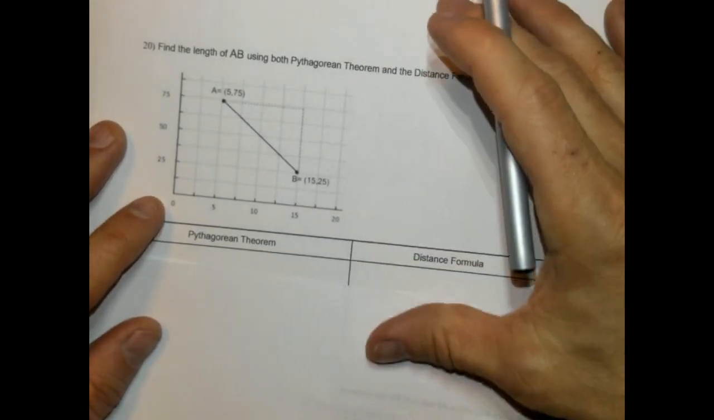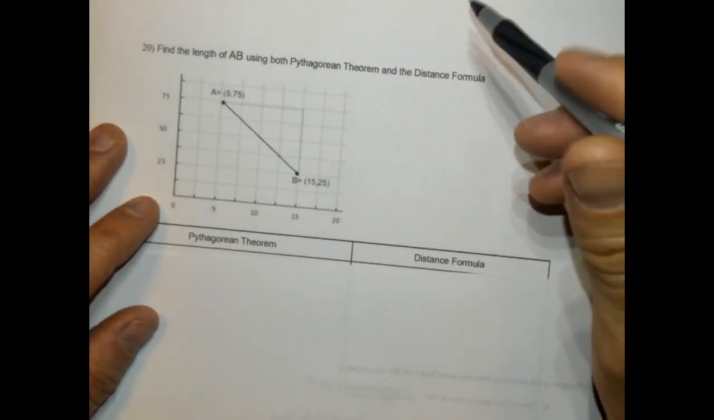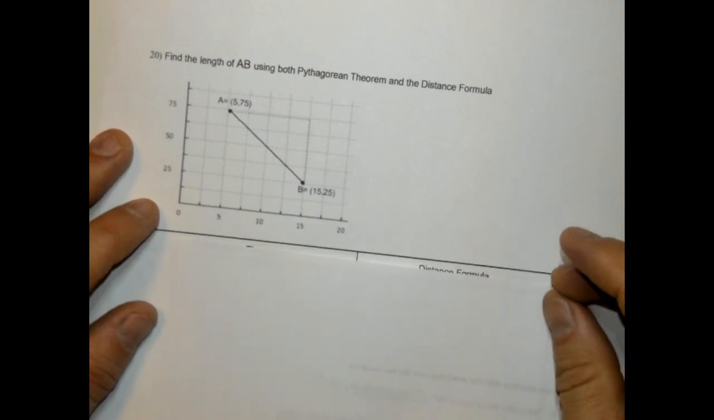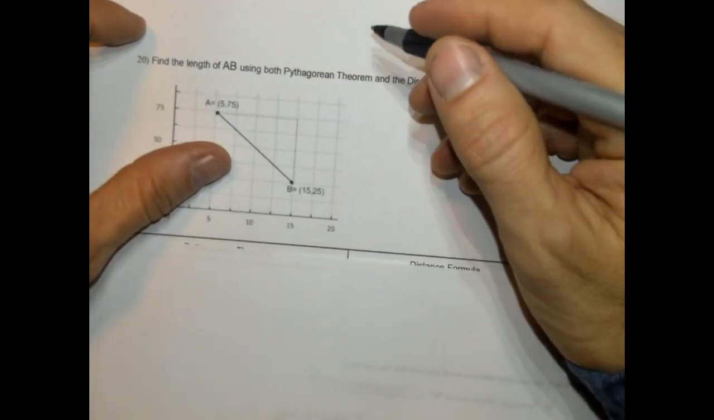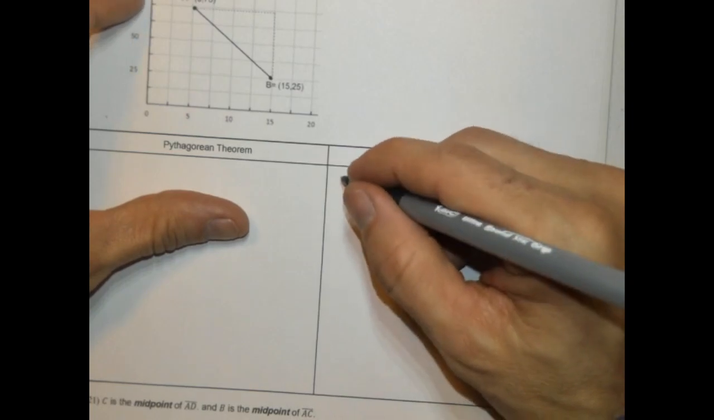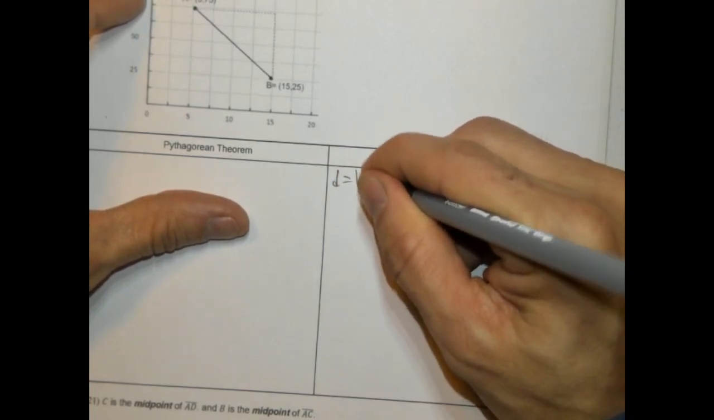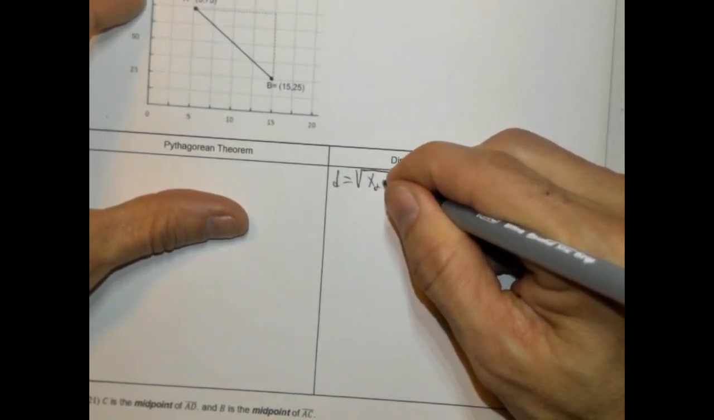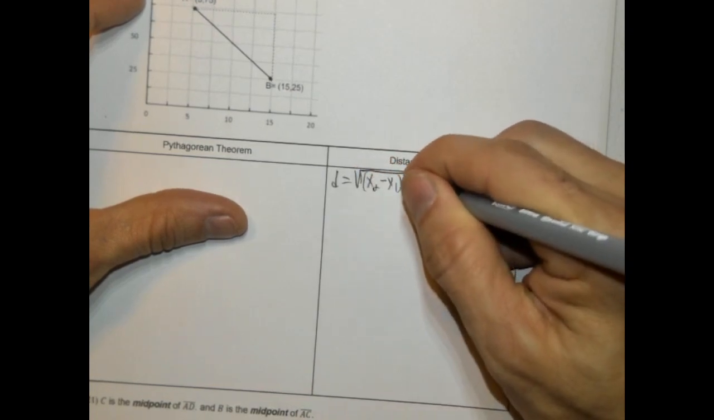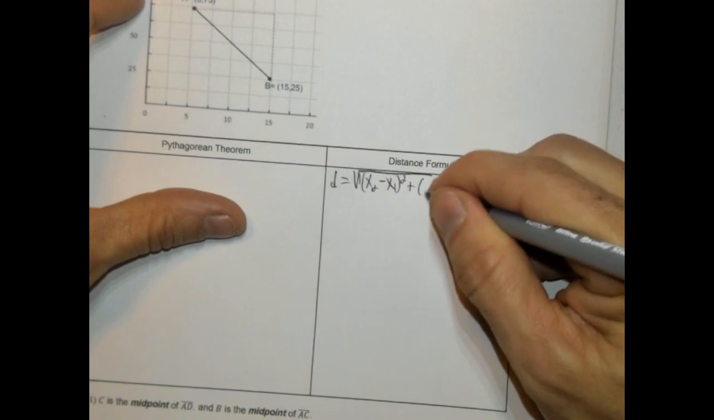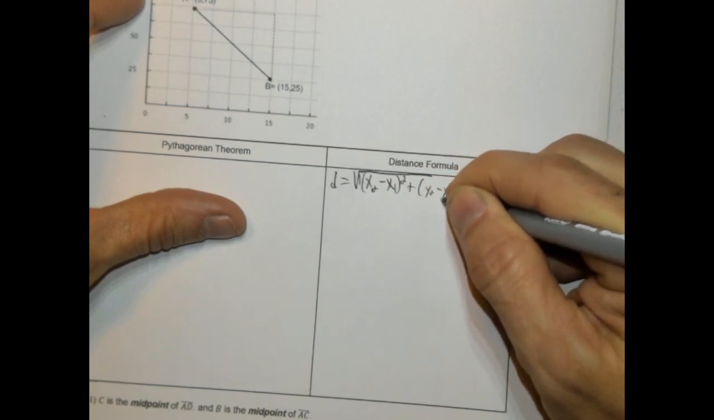Find the length of AB using both the Pythagorean Theorem and the distance formula. Okay. It's a lot easier using the Pythagorean Theorem rather. So, why are we doing another distance problem? Alright, so, nobody likes the distance formula. Let's do that first and get that out of the way. So D equals the square root of x2 minus x1 squared plus y2 minus y1 squared.